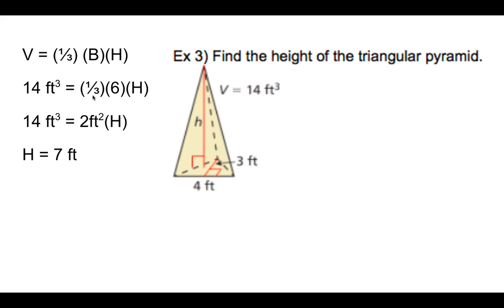I have my 1/3. I can go ahead and solve for the area of my base. 4 times 3 is 12, but it's a triangle, so I'm only going to take half of that, and that's going to give me 6. And I'm missing the height, but I'm going to work with what I know. So 1/3 times 6 is 2. And then 2 times the height needs to equal 14 feet cubed. So I'm just going to divide both sides by 2, and that leaves me with the height has to be 7 feet in order to work with the volume that we have.